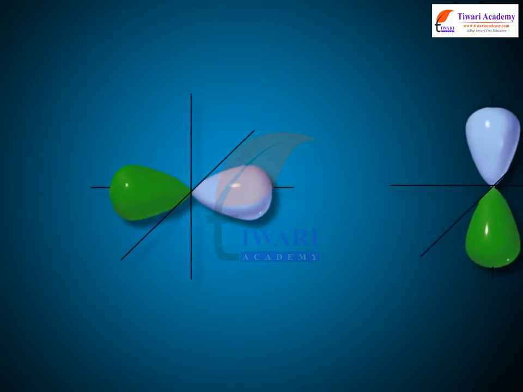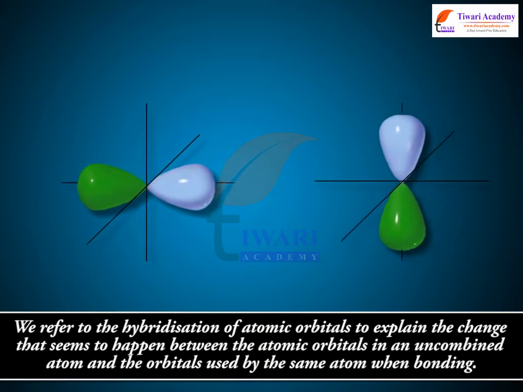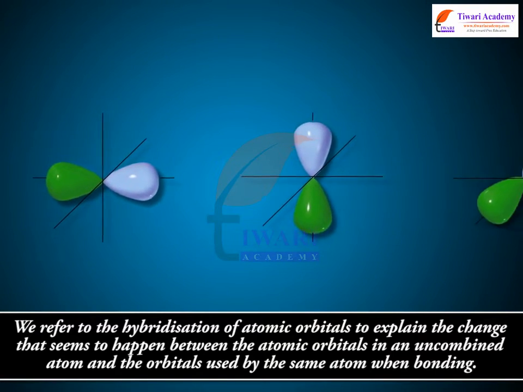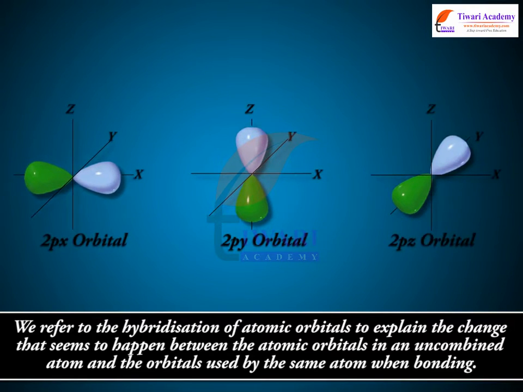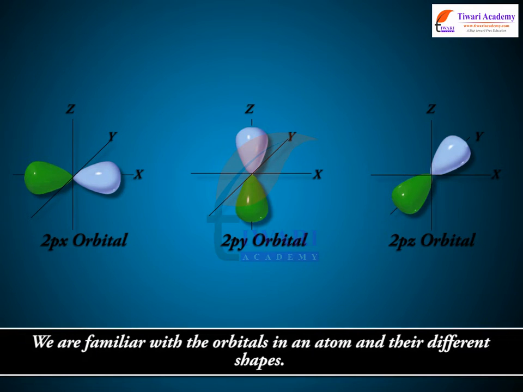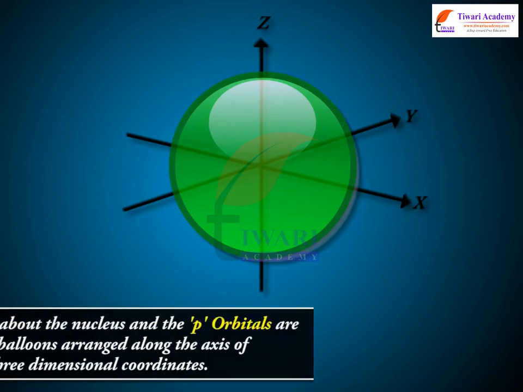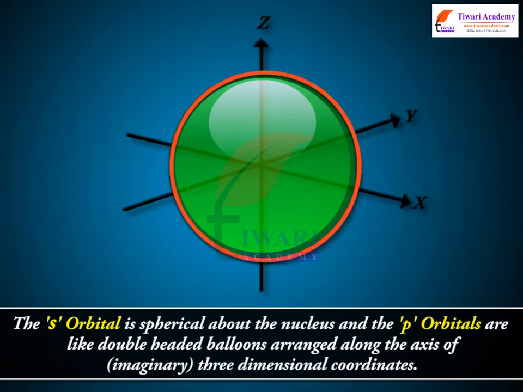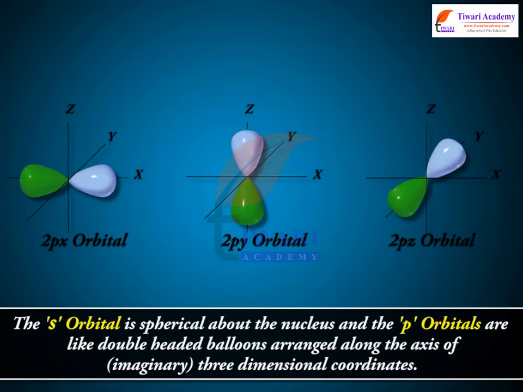In terms of chemistry, we refer to the hybridization of atomic orbitals to explain the change that seems to happen between the atomic orbitals in an uncombined atom and the orbitals used by the same atom when bonding. We are familiar with the orbitals in an atom and their different shapes. The s orbital is spherical about the nucleus, and the p orbitals are like double-headed balloons arranged along the axis of imaginary three-dimensional coordinates.